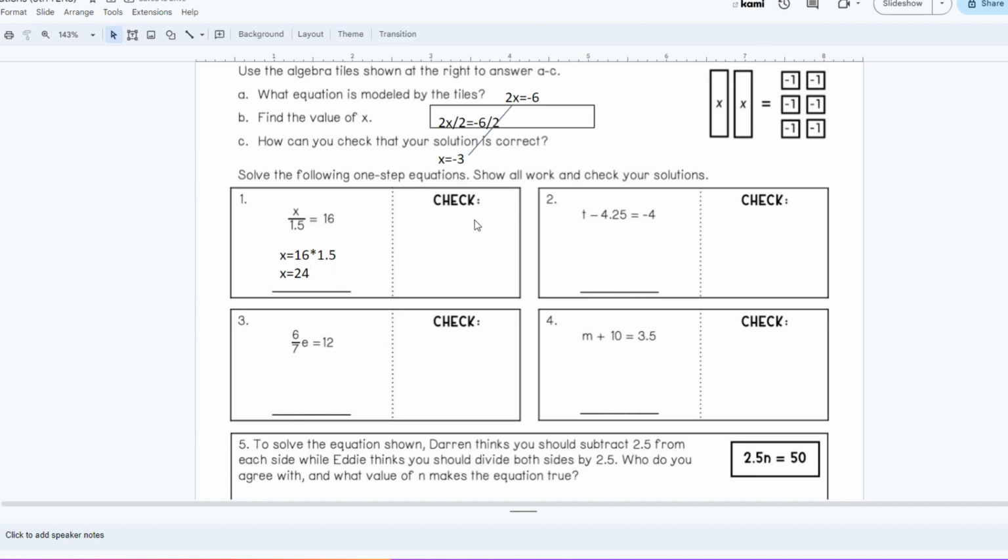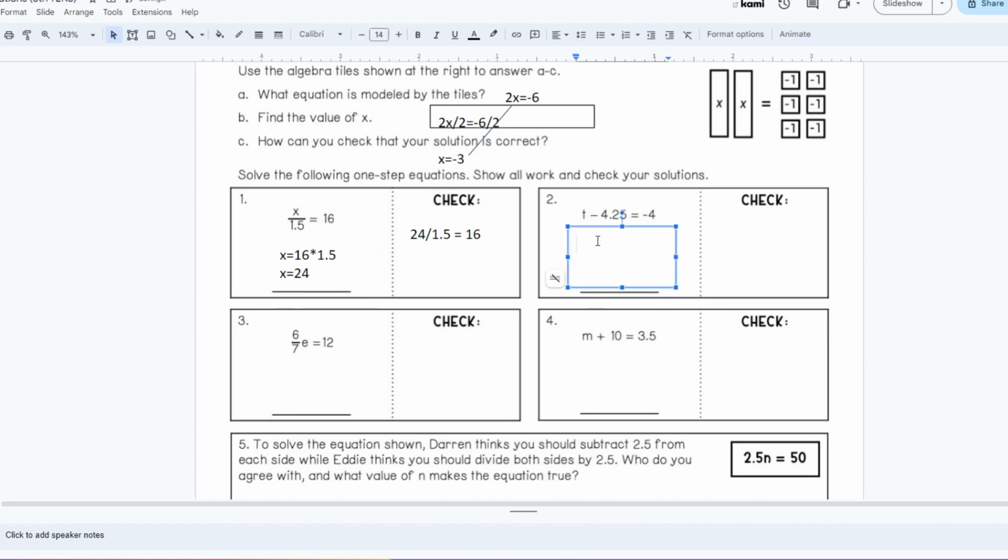To check, we would say, let's plug it in our problem now. So 24 divided by 1.5, does this equal 16? Yes, it does. So we're fine. Let's look at the next one.